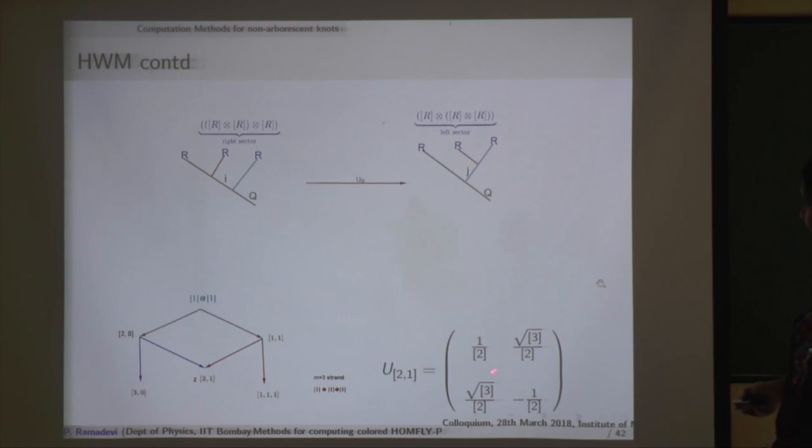Like we have generalized this, it turns out to be the SU2 Racah coefficients. Yes, that's what it is. Yeah, it is the SU2 Racah coefficient, even for SU(N). Six vertex model, right? Yeah, even for SU(N), yes. It is the SU2 Racah coefficient.